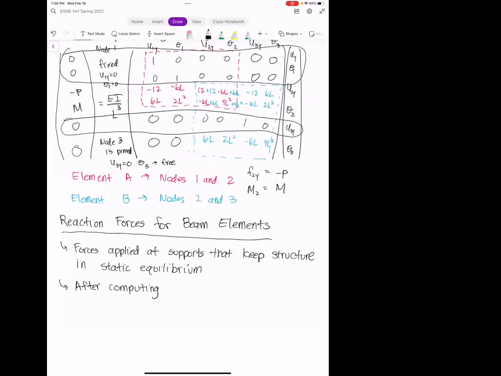after computing the values of the displacement and the rotation, and so basically after you fully solve the finite element problem, all you have to do is take that vector of displacements and rotations and multiply it by your element stiffness matrix, the one that you had before you applied boundary conditions.